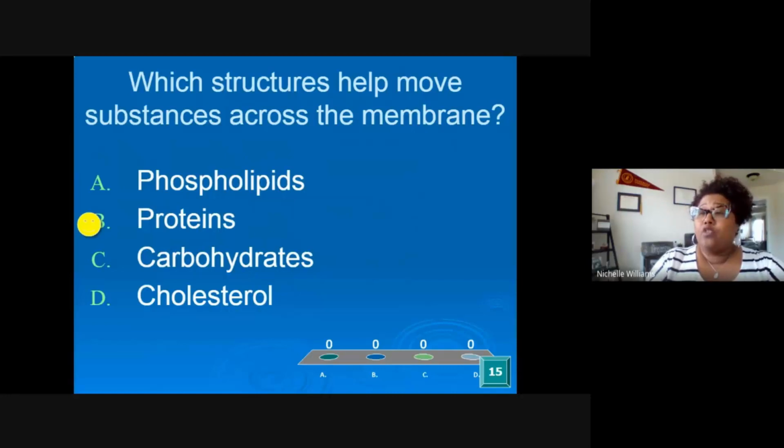So we talked about those channel proteins, those transport proteins, and I showed you the image of how they facilitate those molecules moving. And so proteins are those substances that are part of the membrane that are critical in helping substances move across the cell membrane.